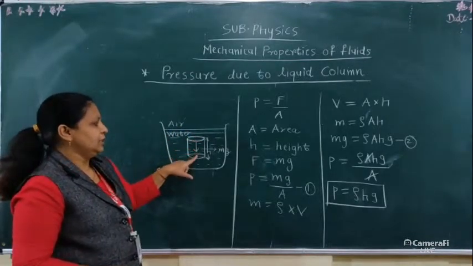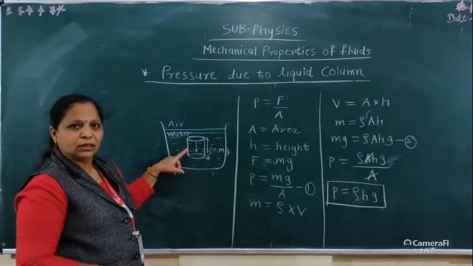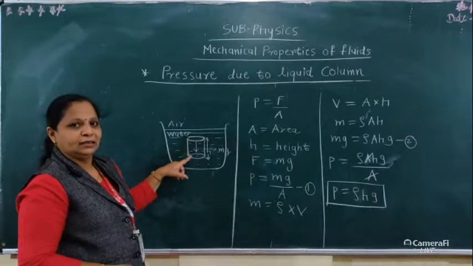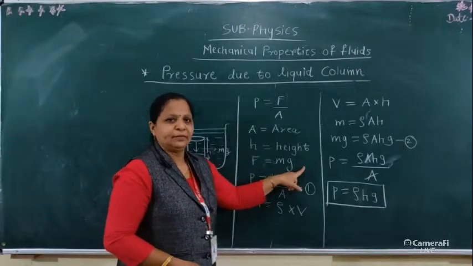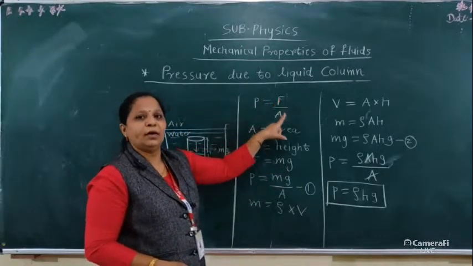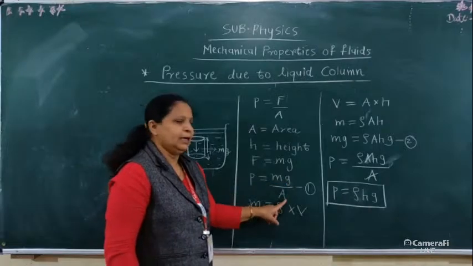So pressure due to liquid column means the force exerted by the water molecules which are in the cylinder. So this force is equal to mg. Pressure means force upon area. Therefore pressure is equal to mg upon A.